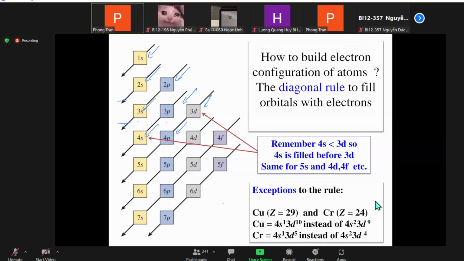So that means it will fill 4s before you fill 3d. Okay, for the moment, it's like that. So remember, 3s will have a lower energy than 3d. So the 3s, 4s is filled before the 3d. The same for 5s, 4d, and 4f.